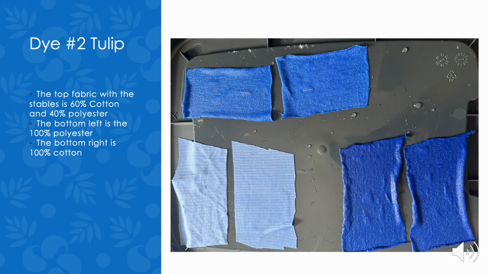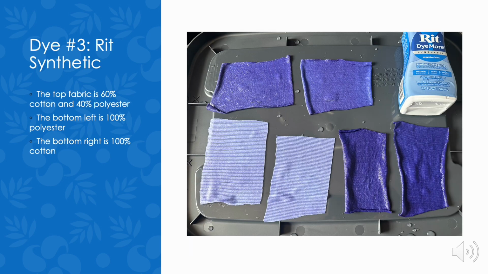These are the results for the second dye. At the top, we have our blend. On the bottom left, we have the 100% polyester, and the bottom right, we have cotton. And again, this is the results for dye number 3. At the top, we have the blend. At the bottom left, we have 100% polyester, and at the bottom right, we have 100% cotton.